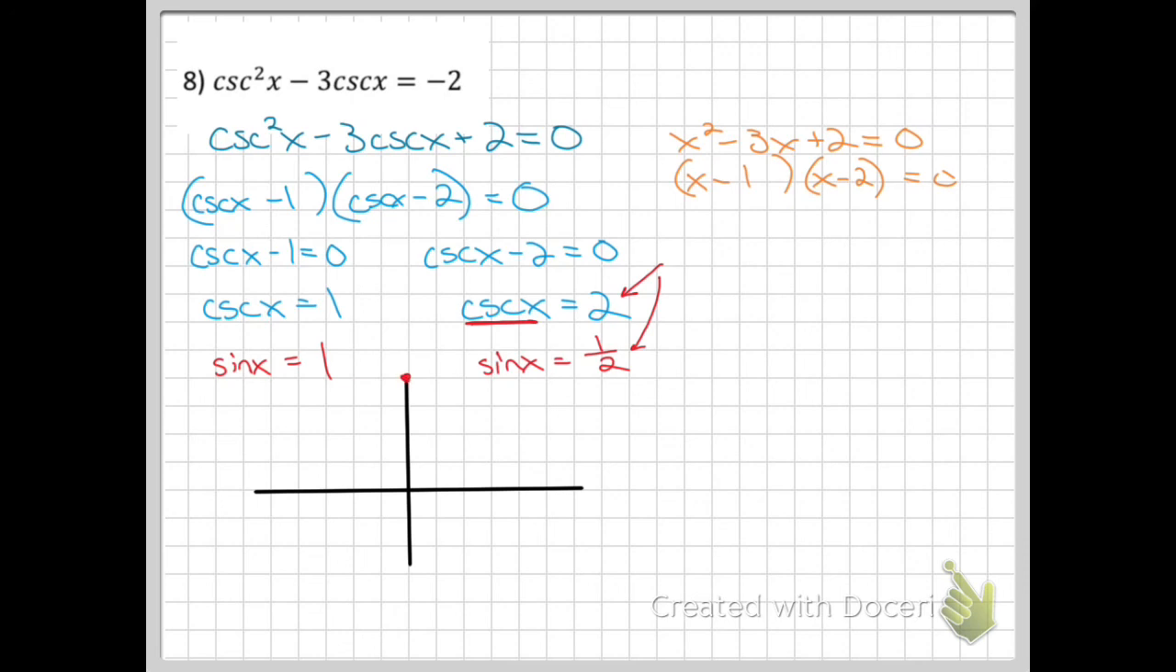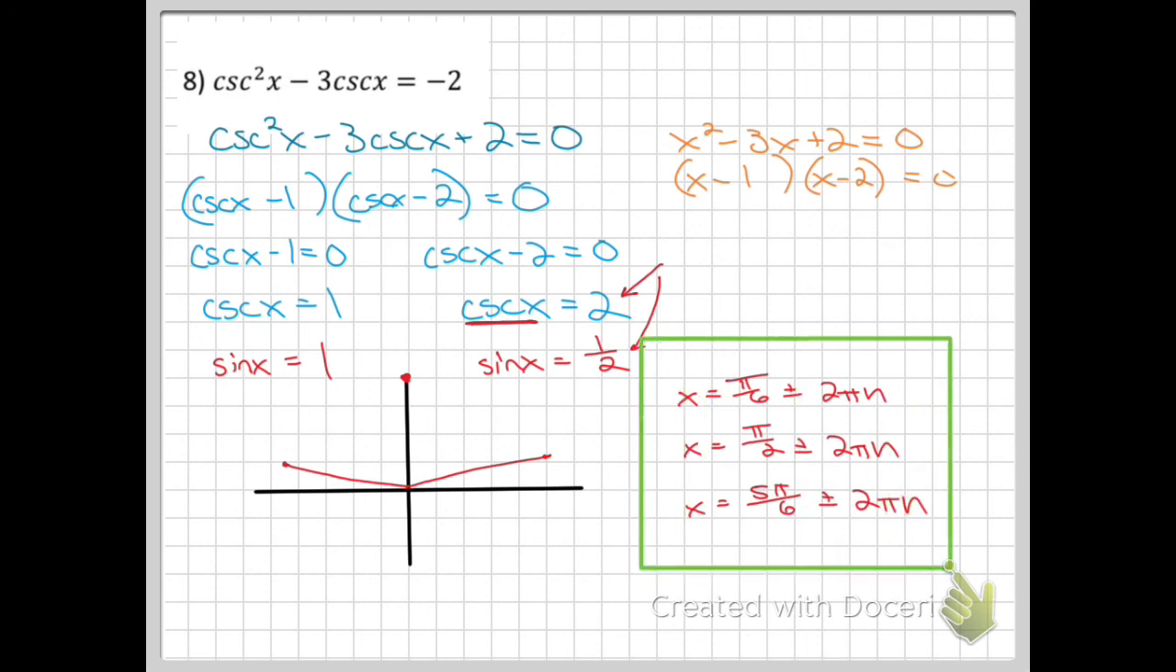Sine x equals 1 at the top. Sine x equals positive 1/2, really close to the x-axis. I can't wrap these, the gaps aren't the same. So pi over 6, whole circle, pi over 2, all the way around multiple times, 5 pi over 6, forwards and backwards all the way around multiple times. These are our solutions.